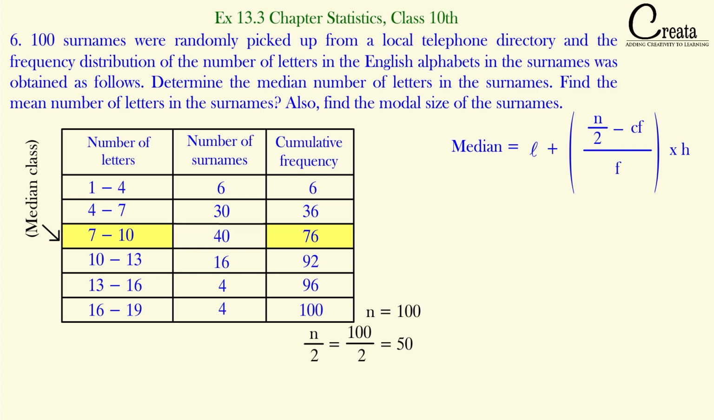Got it? We got the median class, and the lower limit of the median class is called L. So L we got as 7, and the corresponding frequency is f. We got f as 40.